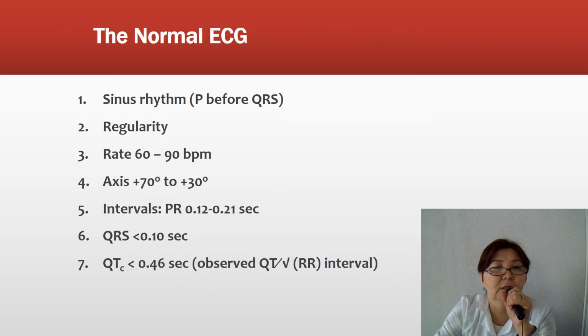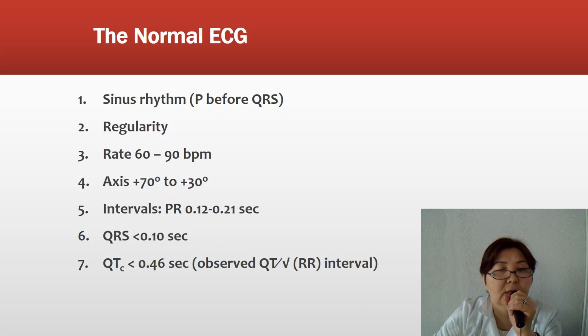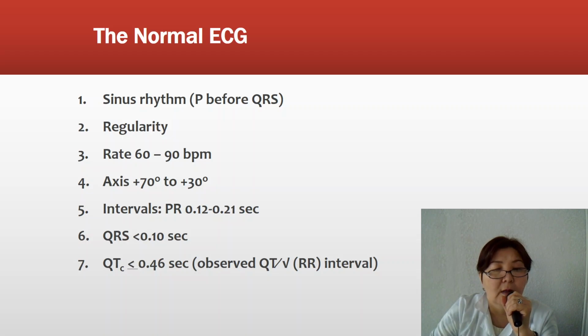The normal ECG is characterized by sinus rhythm, P wave before QRS complex, regularity, rate 60 to 90 beats per minute, axis from minus 30 to plus 70 degrees, intervals of PR 0.12 to 0.21 second, QRS complex less than 0.110 second, QT complex less than 0.46 second.